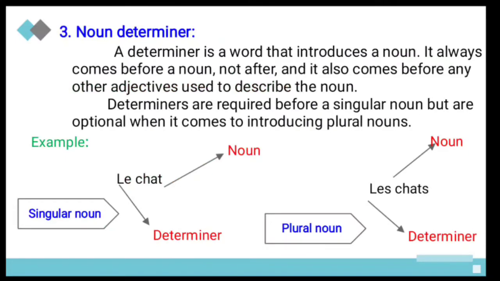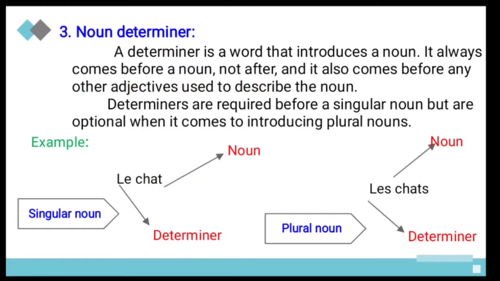And third, what is the third one? Determiner, noun determiner. So what is a determiner? It introduces a noun, it always comes before a noun only. And let us see the definition. A determiner is a word that introduces a noun, and it is always used before a noun only.